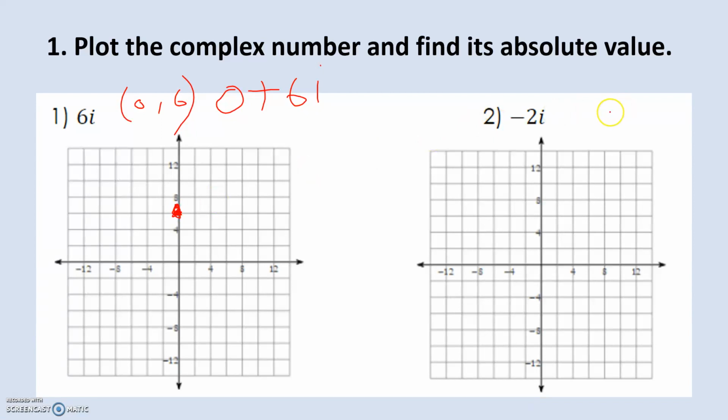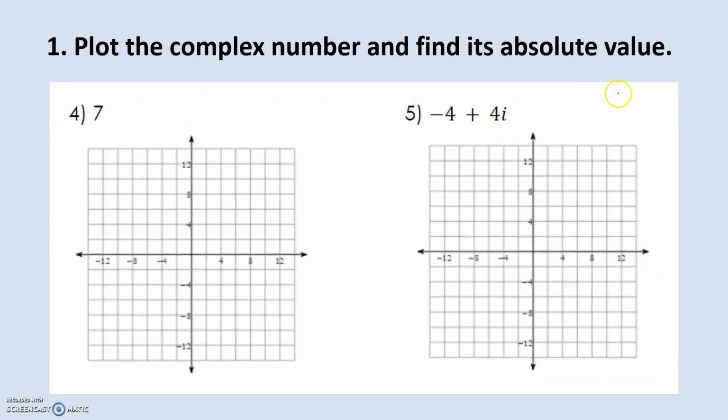Alright, let's try number 2. We have negative 2i. Now same steps. We will have 0, negative 2, but you also have to remember that this can be rewritten in another form, which is 0 minus 2i. So 0 and negative 2, where does it lie? Well, it lies over here. Remember that we are going down by 2, so this point should make sense. It's really easy.